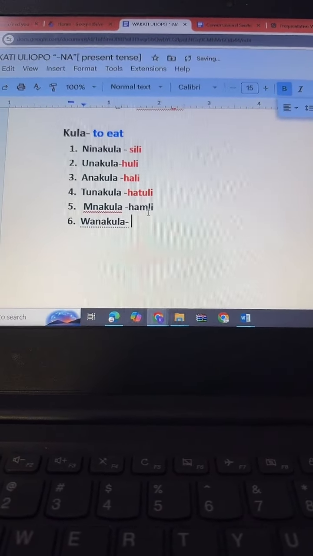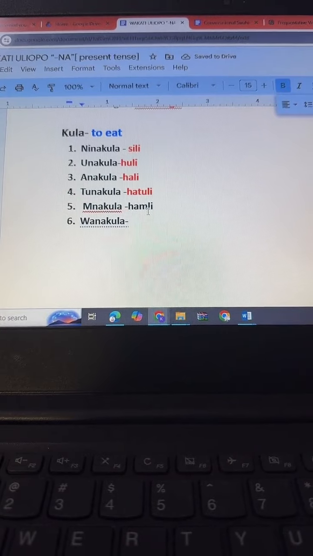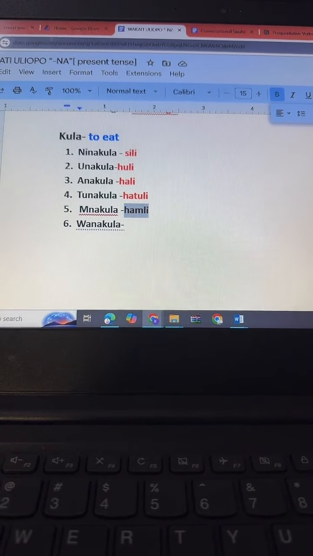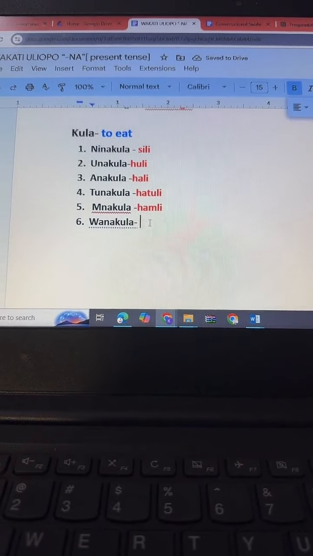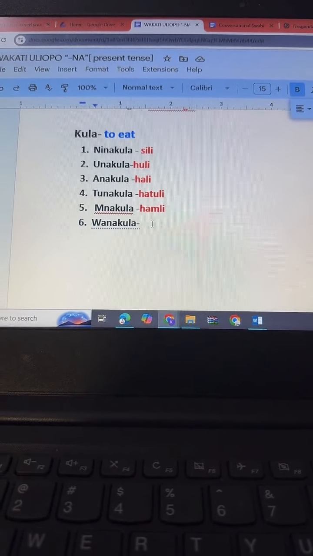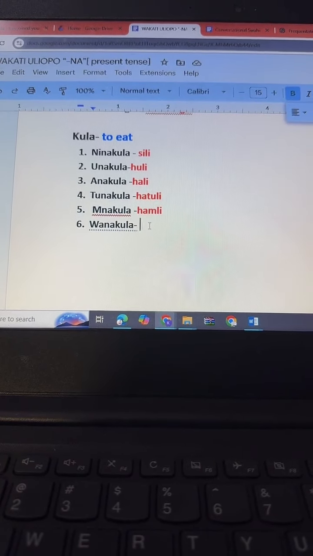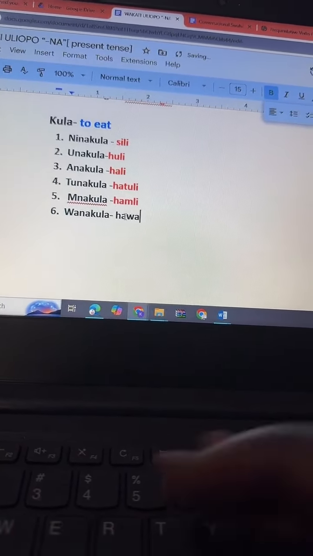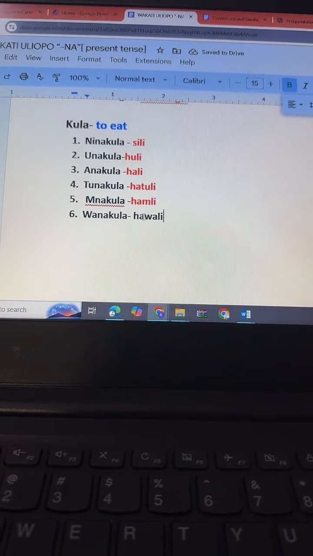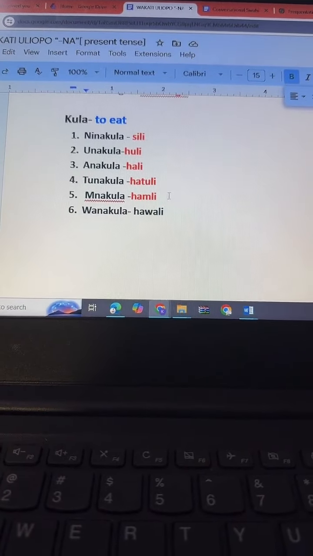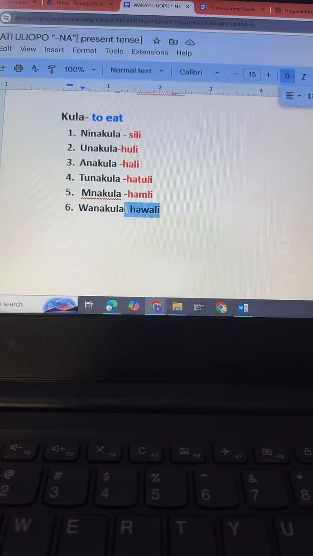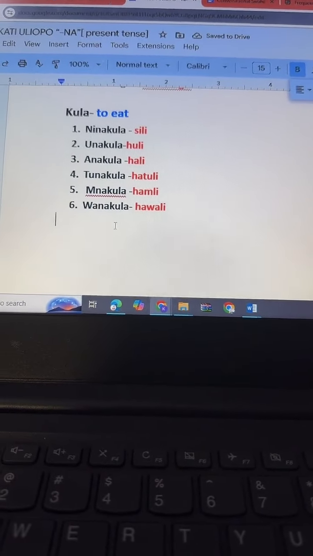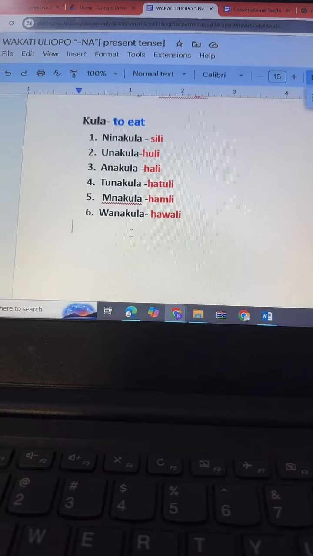Okay, the sixth one is wanakula. They are eating. We want to say they are not eating. Asante sana Zam, hamli, that is for mnakula. Asante. Dada Francie, hawali. Asante sana, hawali. Abdul, hatuli, hapana. Good trial Abdul. Vizuri sana. Wanakula, hawali. Asante, alaikum salam, Anju.